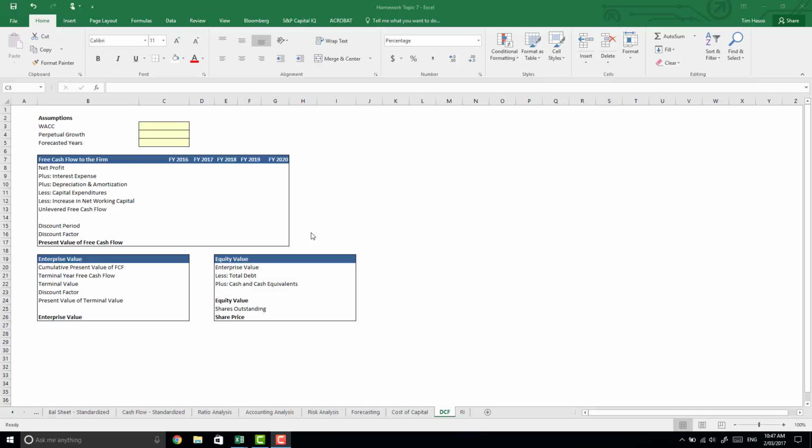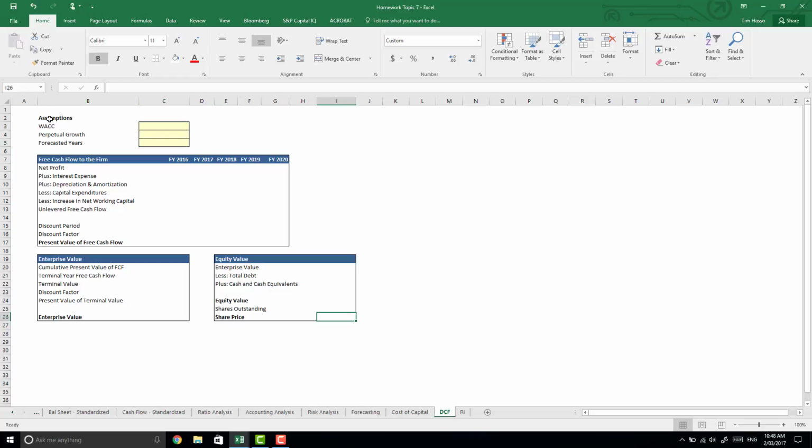So today what we're going to be doing is looking at applying some intrinsic valuation models. Now in front of you, you see the Excel spreadsheet that you can download from iLearn. And right now I'm on the discounted cash flow sheet, which is abbreviated as DCF.